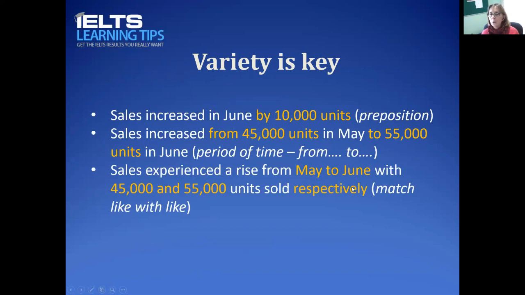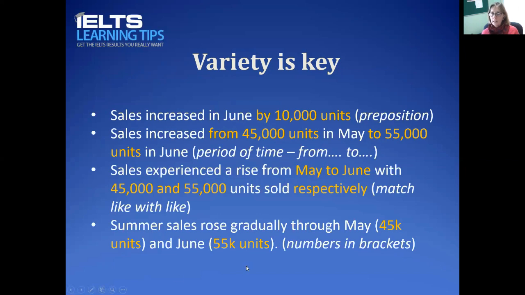And it is a good word to use, but do not use it more than once, because the second usage will automatically weaken your first usage. And they have to be matching like this, May to 45, June to 55. So organize the stuff properly. So sales experienced a rise from May to June with 45,000 and 55,000 units sold respectively. And that's now very clear.